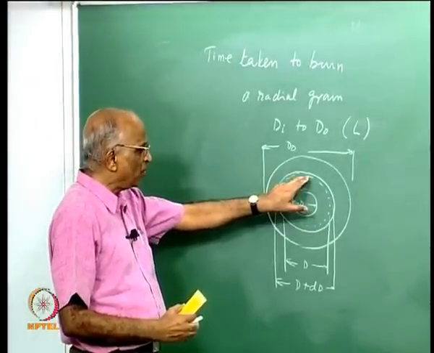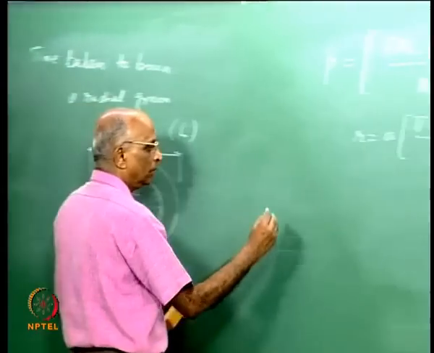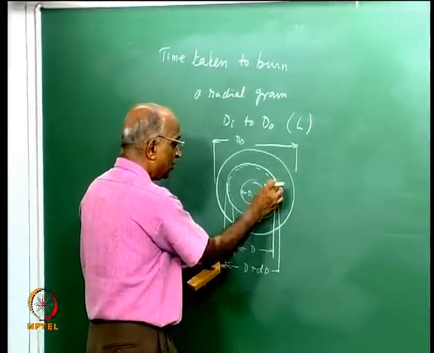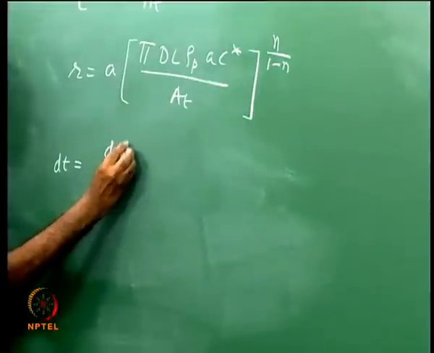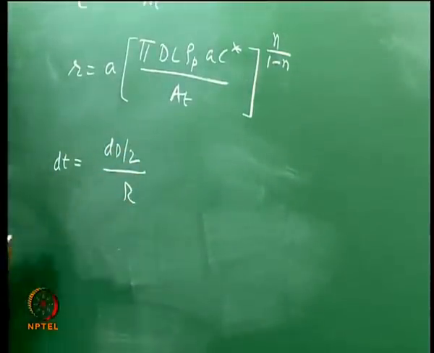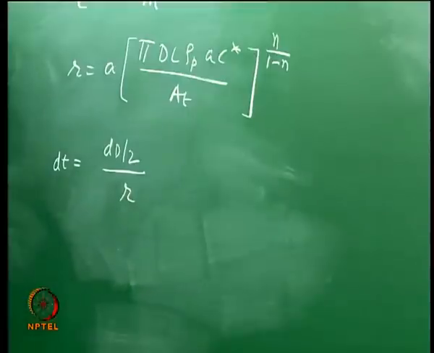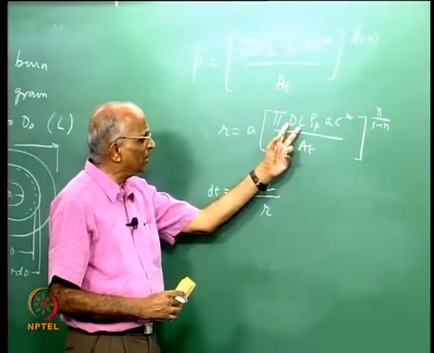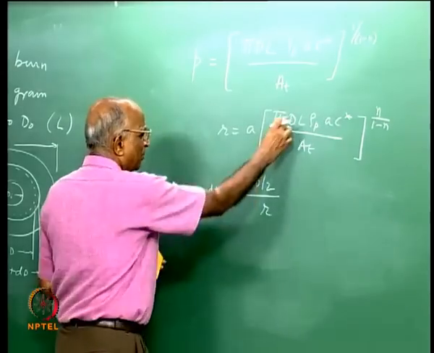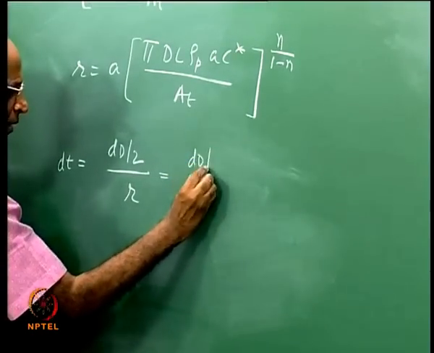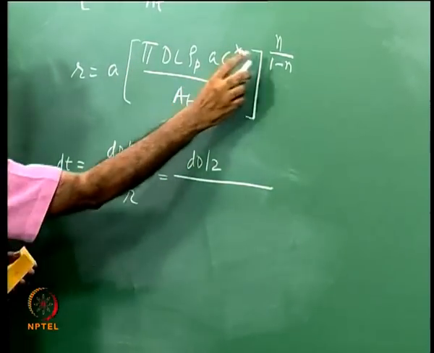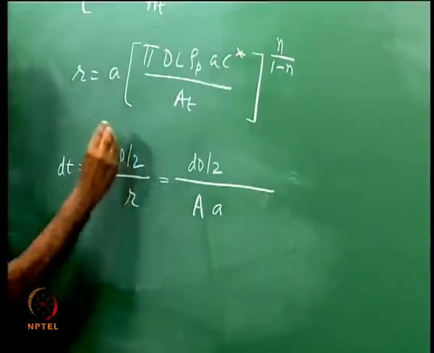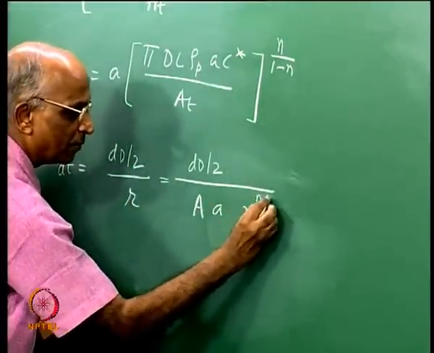What is the time taken to burn a small distance dd? Time taken, let us say dt is equal to diameter has increased from d to d plus dd, therefore, this thickness is equal to dd divided by 2, that is the spatial length divided by r, which is the time taken. And what does this come out to be? Now, I find pi is a constant, length is a constant, d is variable, rho p is a constant, all these are constants except d, therefore, I can write this as equal to dd divided by 2 divided by, I take all the constants to the power n minus 1 as let us say a, and then I have this a over here, and then I write it as d to the power n by 1 minus n.